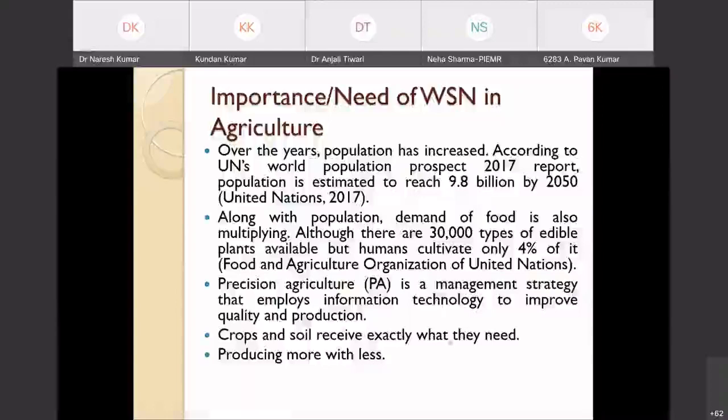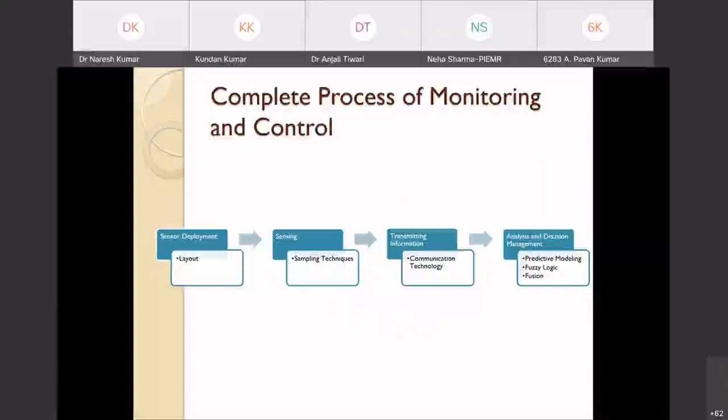So this is the complete process of monitoring and control. This is the sensor deployment, first from the layout, then the sensing, then the sampling techniques, that is, how frequently we should transmit our sensed data, then transmitting information through communication technologies, then analysis and design, management, predictive modeling, fuzzy logic and fusion. But before we go into the details of this, we'd like to go through a brief on the greenhouse.